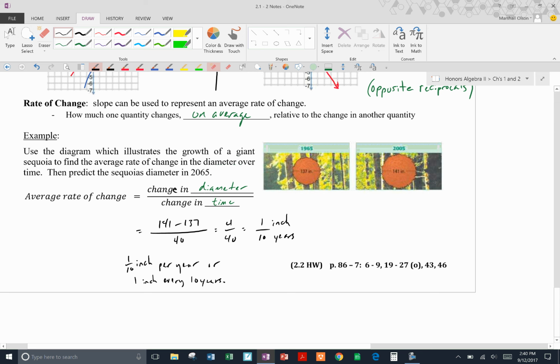And then just for our purposes here, that's where I'm going to stop. We're not going to worry about the 2065 thing. We could come up with a quick linear equation and put in a value to find out what it is in 2065. We'll take a look at that in class.